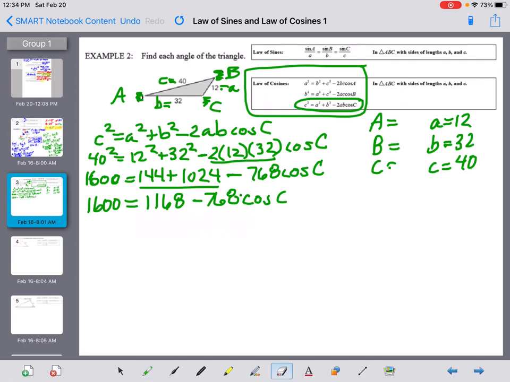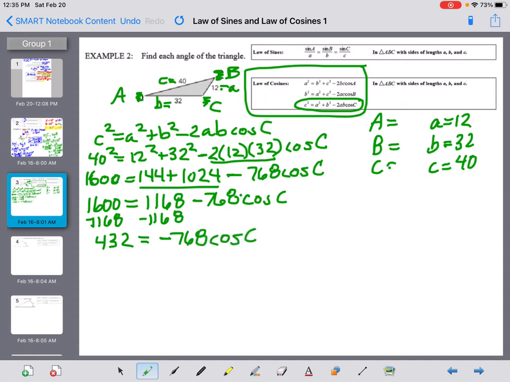Please don't. My job is to start getting C all by itself. So the first thing I'm going to do is to subtract this 1168 over to the other side. Okay? So I get 1600 divided by 1168. Not divided by, what am I doing? Let's try that again. 1600 minus 1168. Sorry, I wrote the wrong thing in my calculator. I get 432 equals negative, because that negative is still there, negative 768 cosine C.